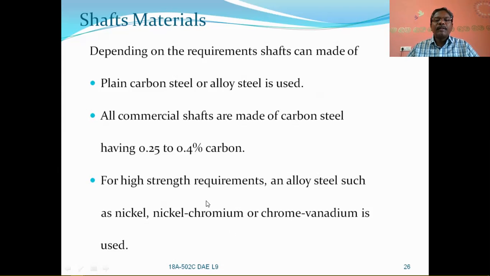For high strength requirements, alloy steels, that means nickel alloy steels, chrome alloy steels, nickel chromium alloy steels, and also chrome vanadium alloy steels are used. Whereas for commercial requirements, only plain carbon steels are used.